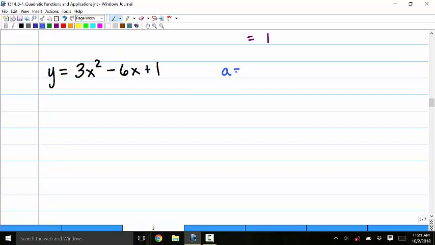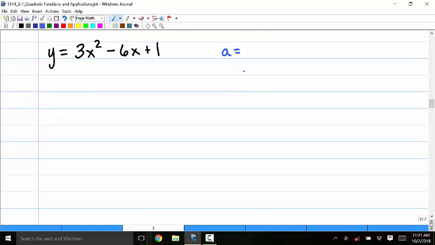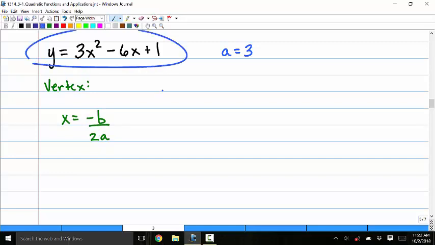Right off the bat, what is A? 3. Okay. Next thing we want to do is find the vertex. To find the vertex, the x value is negative b over 2a. Okay, back up here to the equation. What was a? 3. B is negative 6, and c is 1.